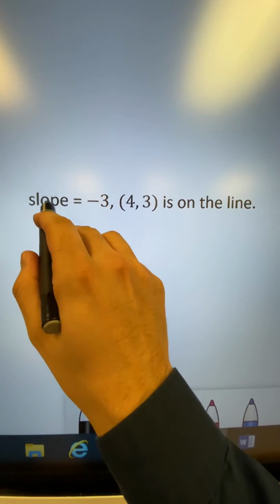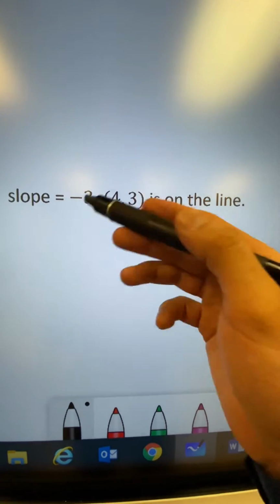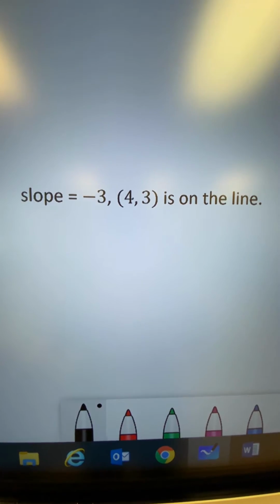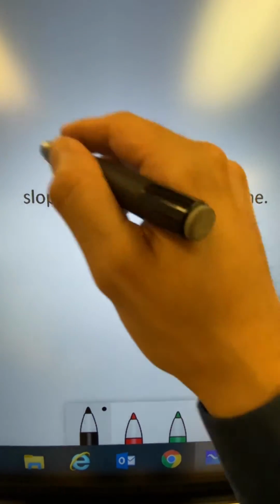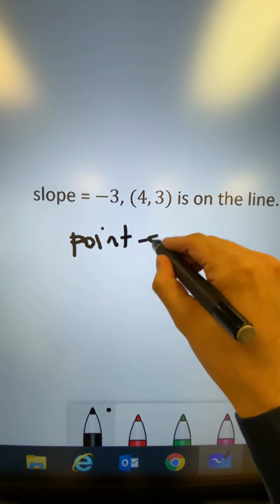Here we are given the slope and a point that's on the line, and they want us to write an equation using this information, but it has to be written in slope-intercept form. So keep in mind, they gave you a point and a slope. That's a clue that we're going to use the format point-slope to get started.